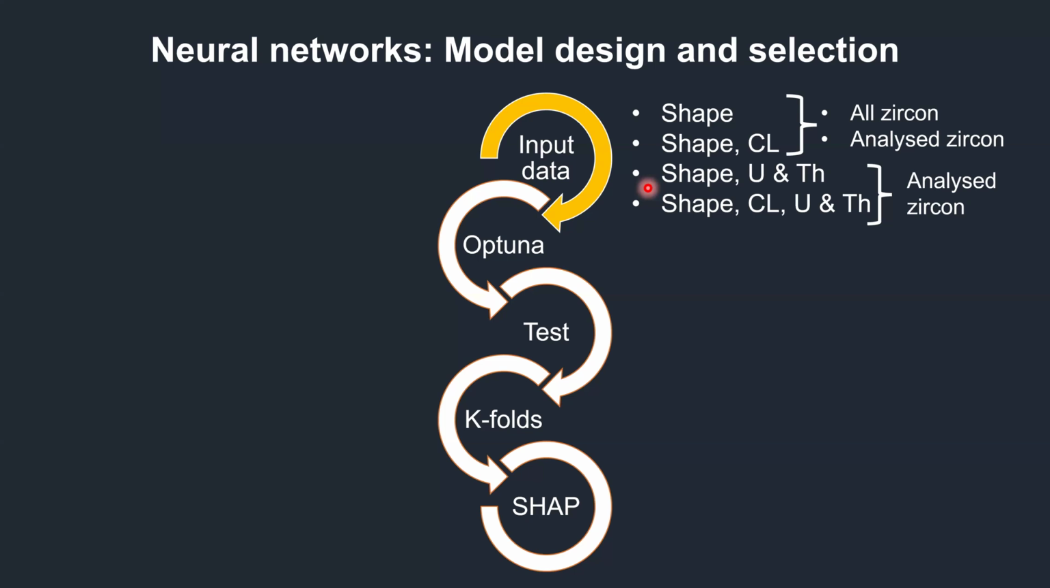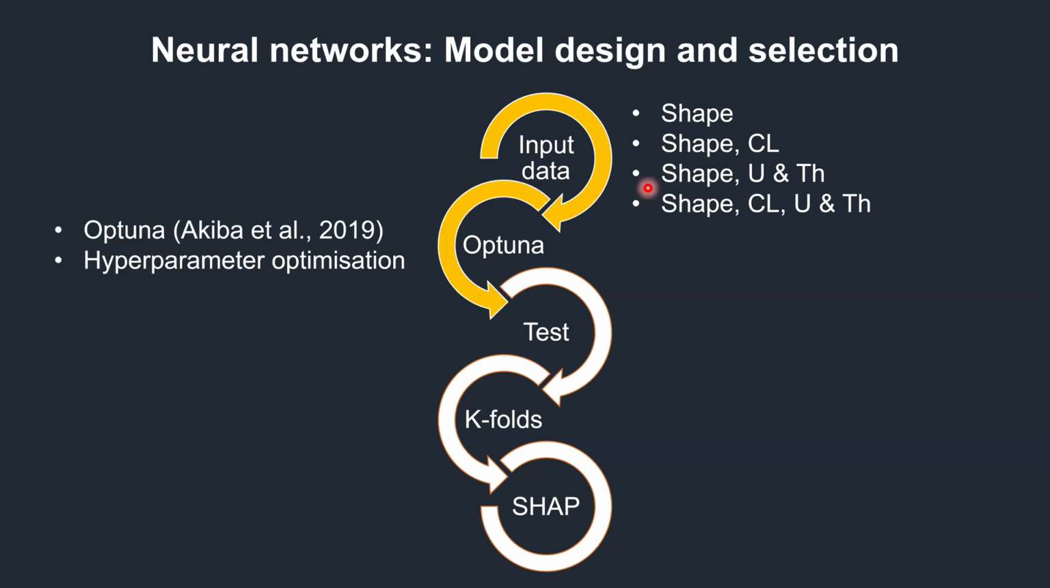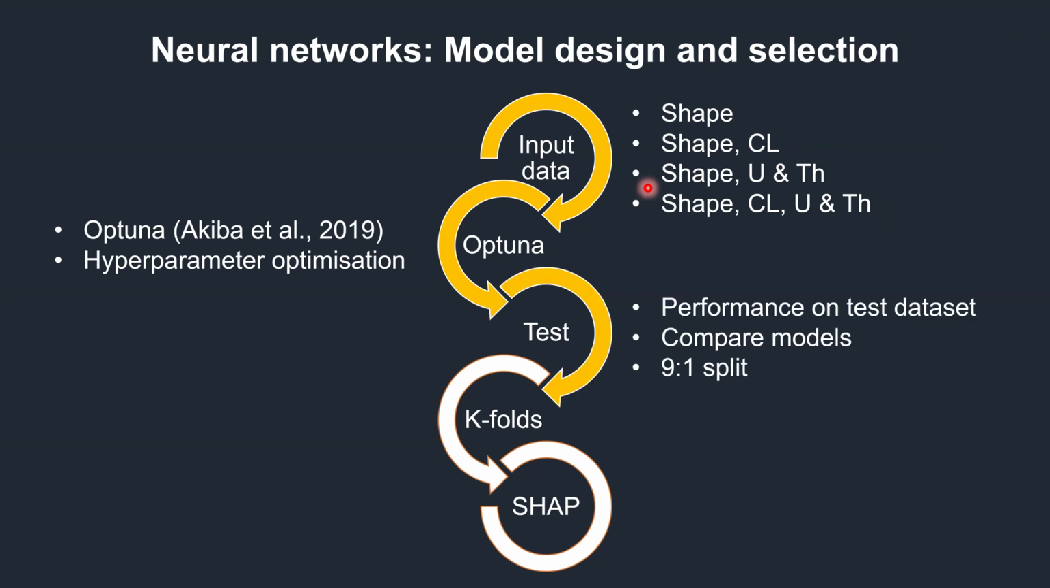So for each of these input scenarios, we need to design a neural network. We used our tuner to guide the design process. Now, tuner is a hyperparameter optimization framework. We use it to guide layers, dropout, and nodes on various layers. To test the performance of each optimized model in the end, we would run that on our test data set.